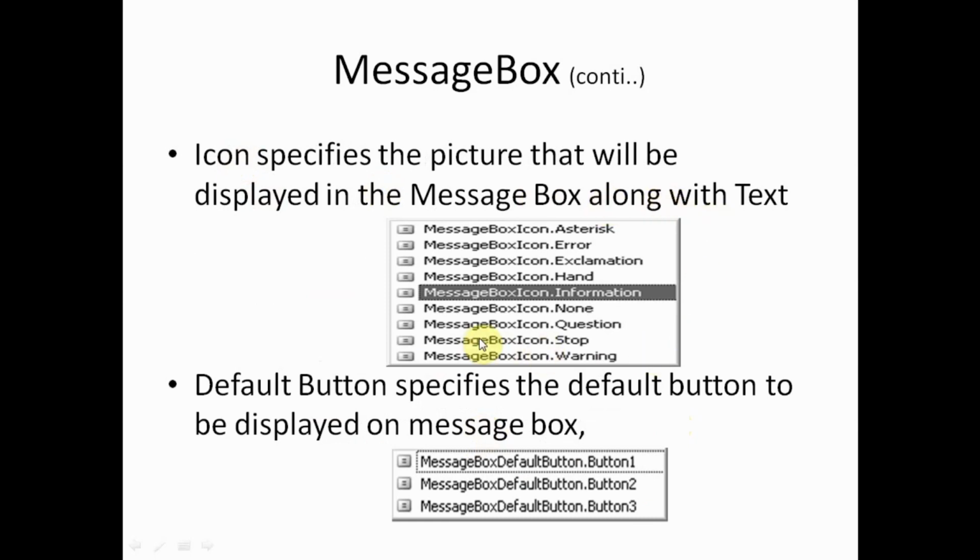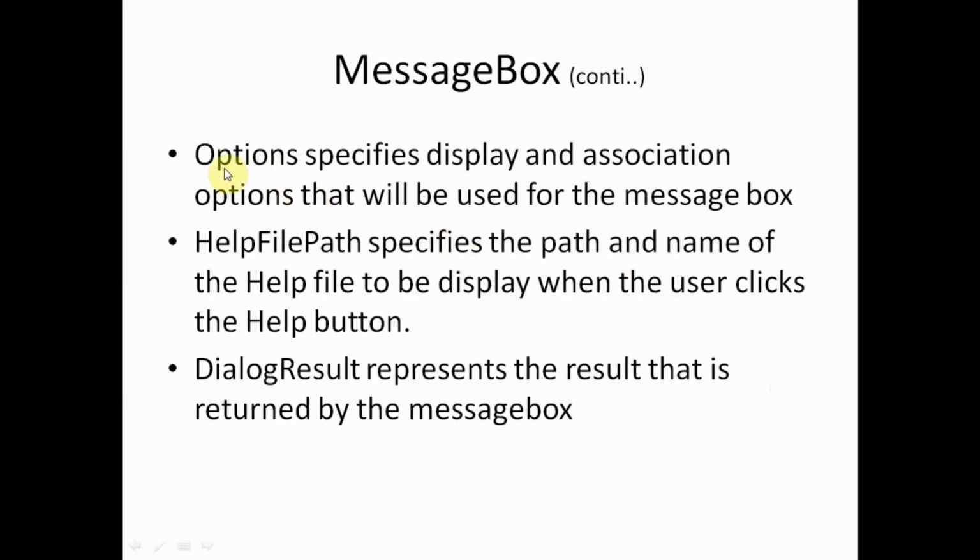This also I have already specified, that we can use different types of icons to specify what type of text is displayed within the message box, and it will also look like a graphical kind of a thing. Then we can also specify the default button, that is the first button is to be selected by default, second or third. Another argument within the MessageBox.show is options, that is it will specify display and association options that will be used for MessageBox. Means what kind of a message we need to display and what is the association of that thing with the message box.